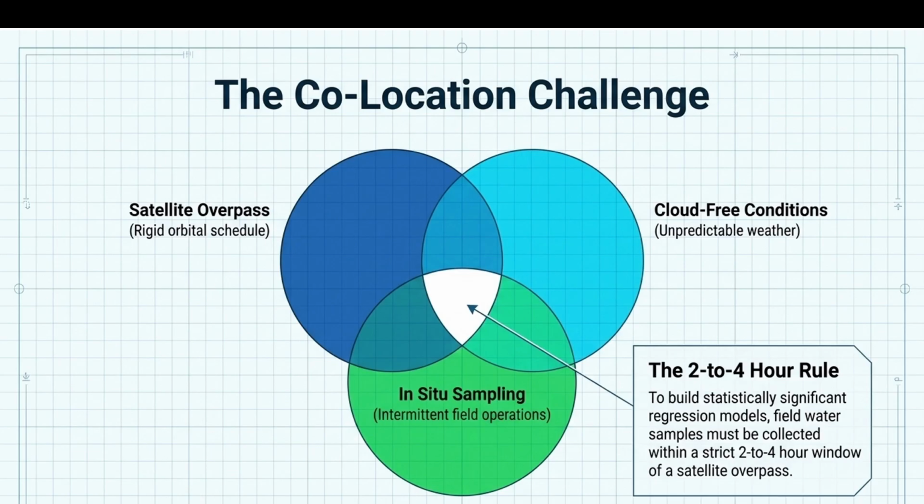And the co-location challenges. For that, we need satellite overpass, cloud-free conditions and in-situ sampling. So this type of three parameters we need. Satellite overpass: mainly, we need to check the schedule of the image. Suppose I have an image on the 15th January. So I need to take the training sample on the same date. Your in situ sampling date and your satellite image date must be kept the same. Otherwise, it causes some problems.